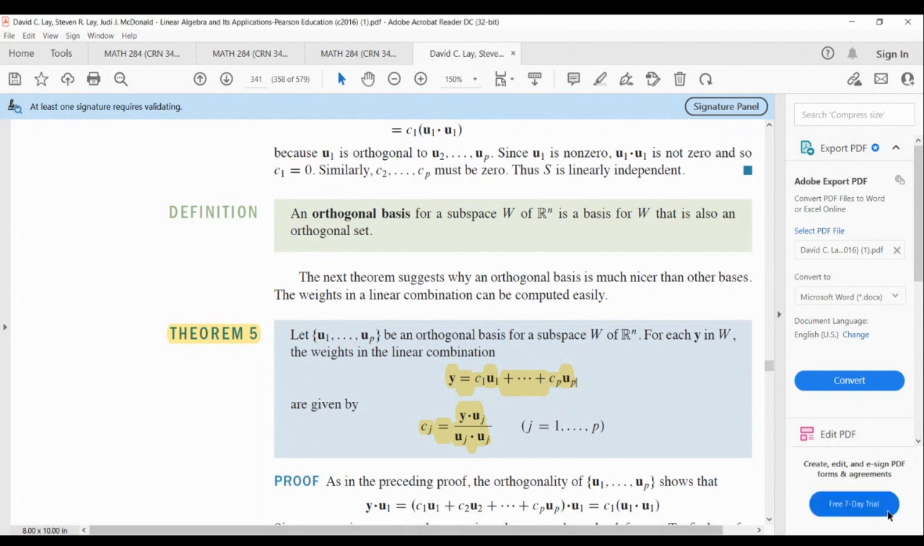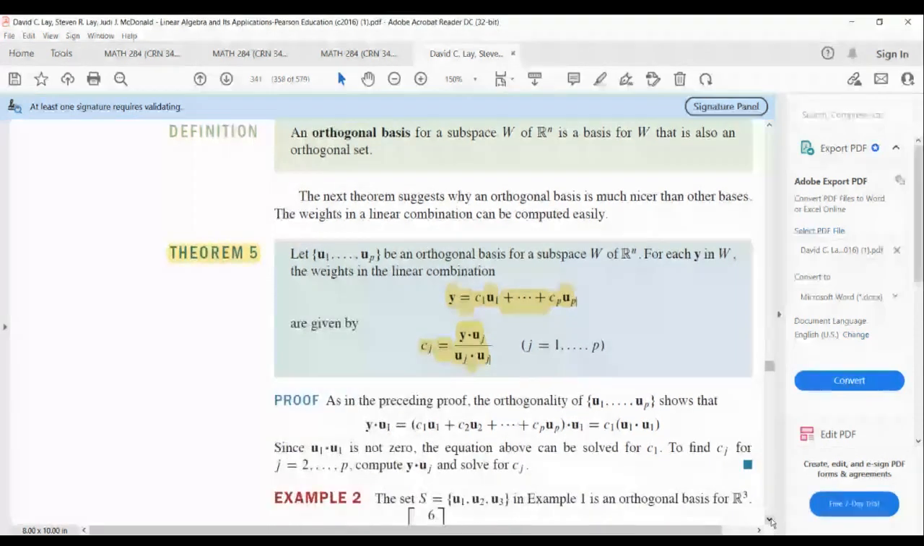Now, the proof of this is not hard. It's below here. And what I'll do, let me just talk about it briefly. So let's say that you wanted to find C1. You're taking the dot product of y with u1. Well, I'll tell you what. Let me go to the whiteboard and just do a nice example so you can see it here.